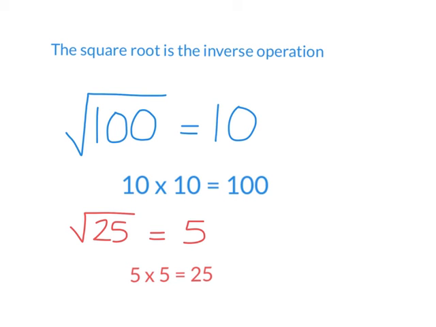So if I was asked to find the square root of 100, then my answer would be 10, because 10 times 10 makes 100. It's like it's doing the opposite thing. The square root of 25 would be 5, because I know that 5 times 5 makes 25.